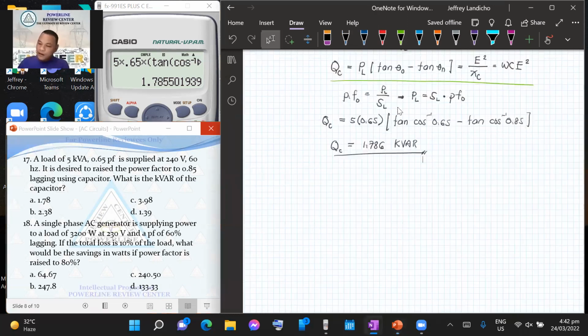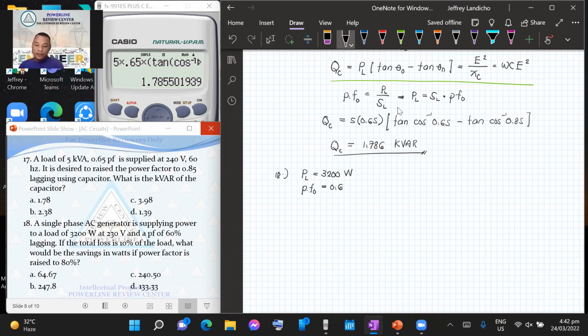Okay. So, number 18. A single-phase AC generator is supplying power to a load of 3,200 watts at 230 volts. So, let us consider the real power consumed by a given load, that is 3,200 watts with original power factor of what? 60%, or that is 0.6.